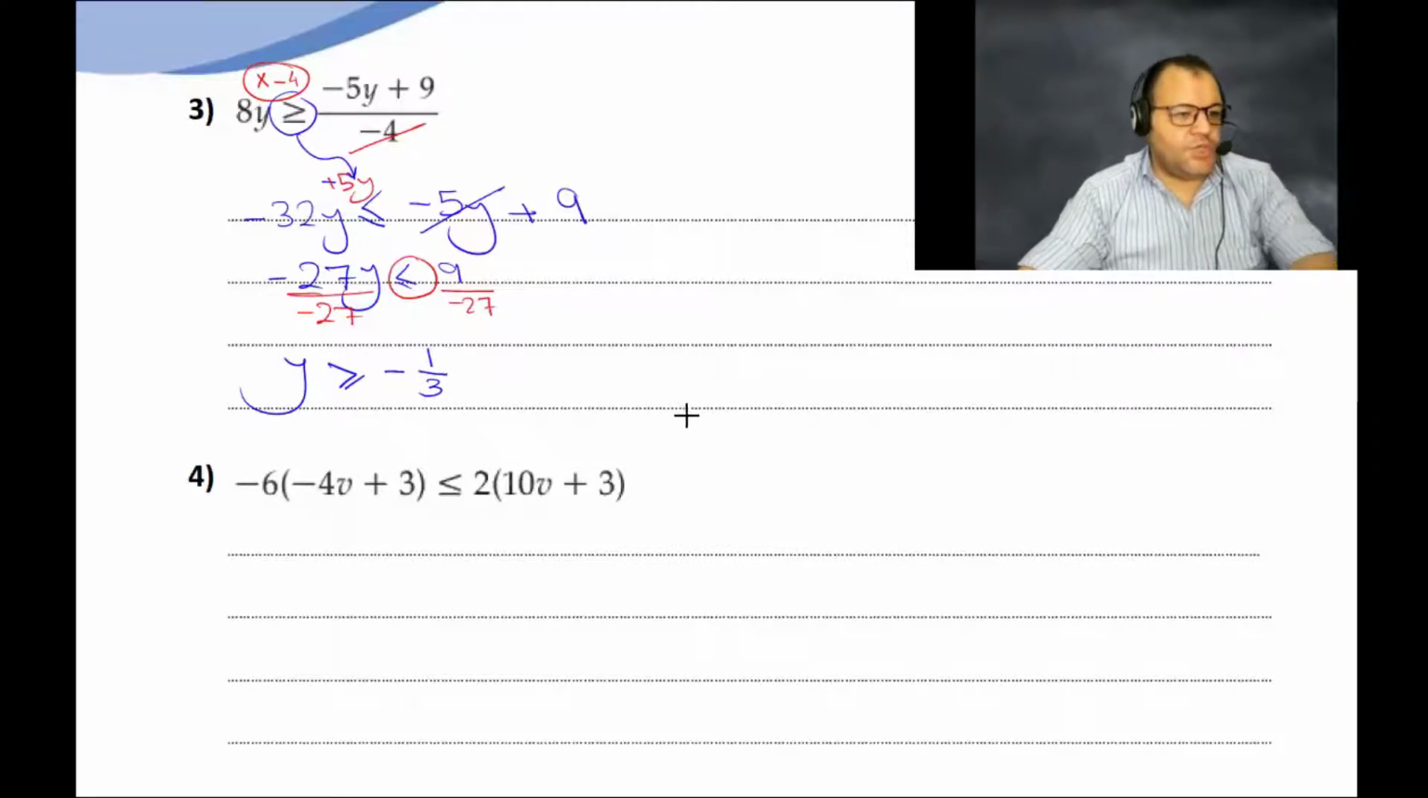To represent it on the number line, that is the number line. There is no difference if the number is a decimal, fraction, or whole number. So it will be the same, negative 1 over 3. That will be closed, included, and going to the right.